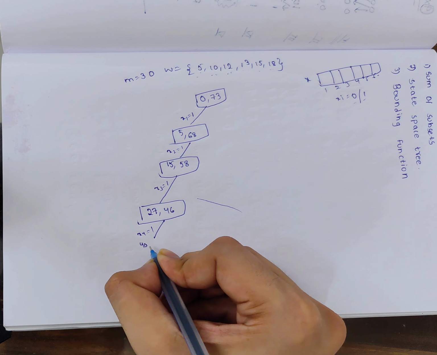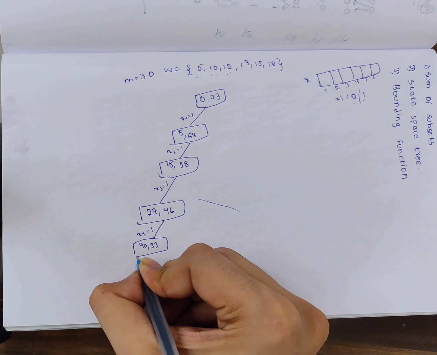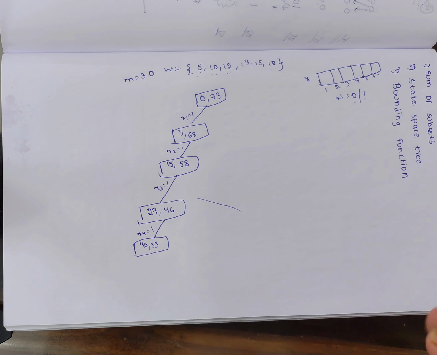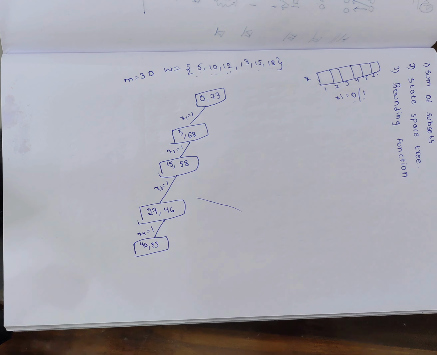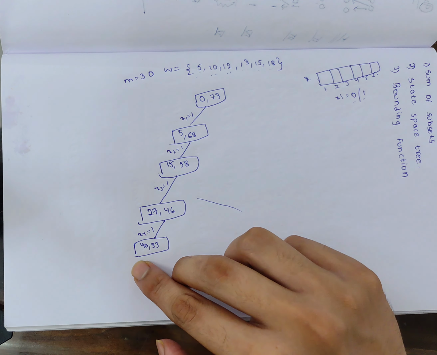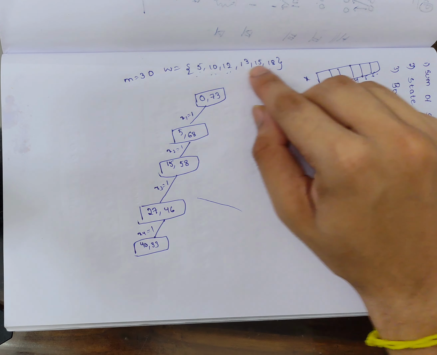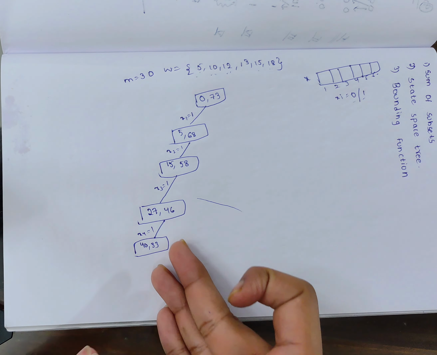This will be 40 and 33, right? So here, if you can observe, the bounding function comes into the picture. What does the bounding function tell? The sum of the weights included so far that we are adding should be less than the total sum. That means we are excluding it.